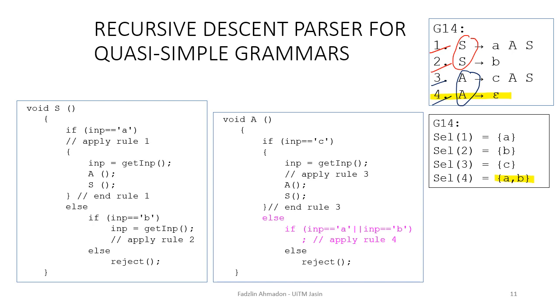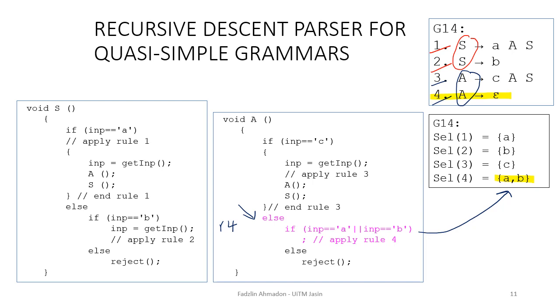So the coding in pink here, this is showing how to write the lines for a nullable rule in a recursive descent parser. So this is for rule 4. Else if input equals A or input equals B, and this is corresponding to the selection set of rule 4, and this is what we do. We do nothing.